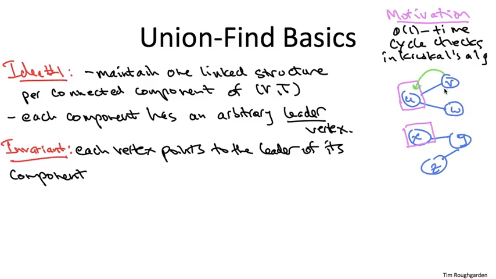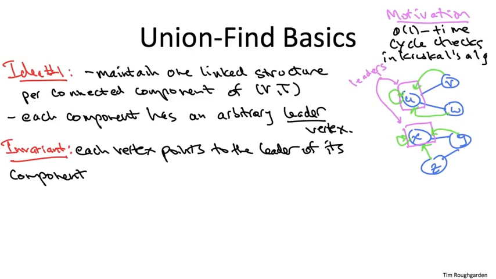So v and w should be pointing to u. U has its own pointer. It should be pointing to itself. Similarly, in the second component, x is pointing to itself. Y points to x, and z also points to x. So in blue here are the actual edges of the graph, and in green there are these sort of extra edge pointers that we've invented where everybody's pointing back to the leader of their component.